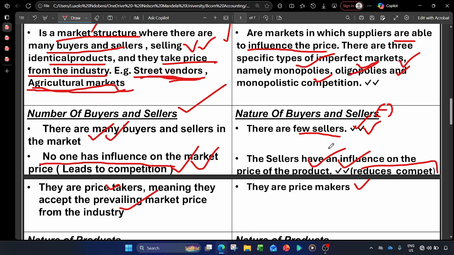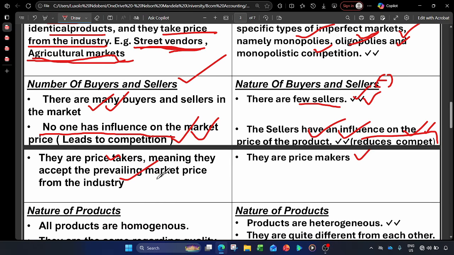Although there may be small businesses trying to enter the market of selling electricity, they don't have information, as there is imperfect information in imperfect markets. So that is why they are price makers and they can influence the price, and that will definitely reduce the competition. So let's move to the third characteristic, which is the nature of products.